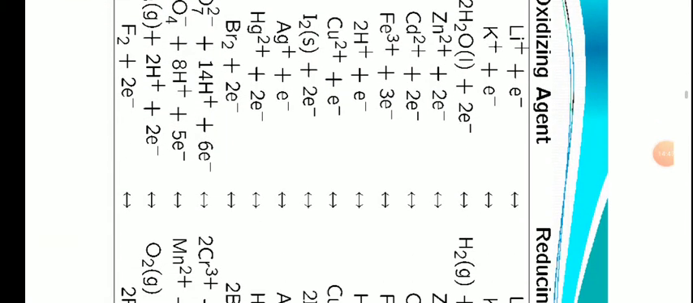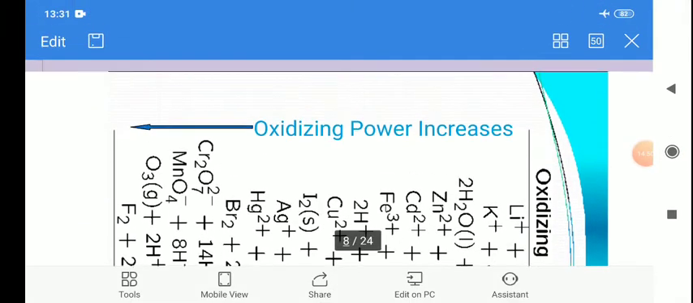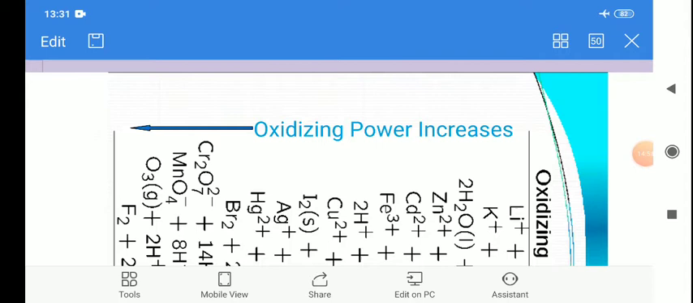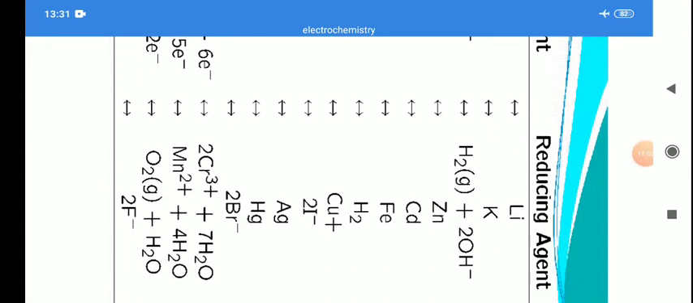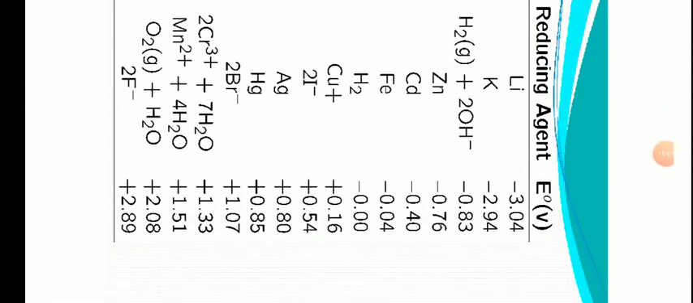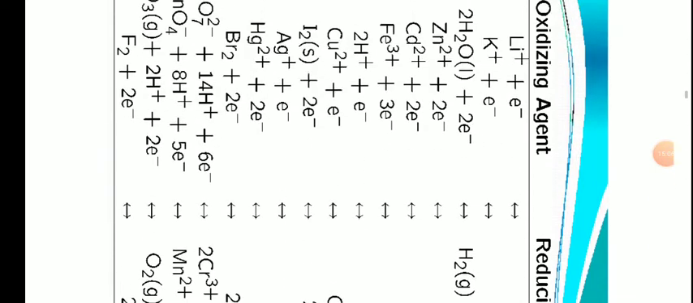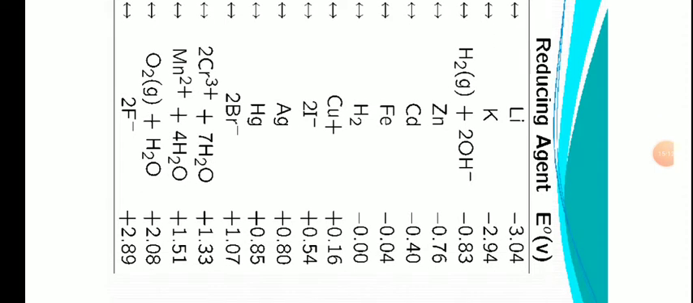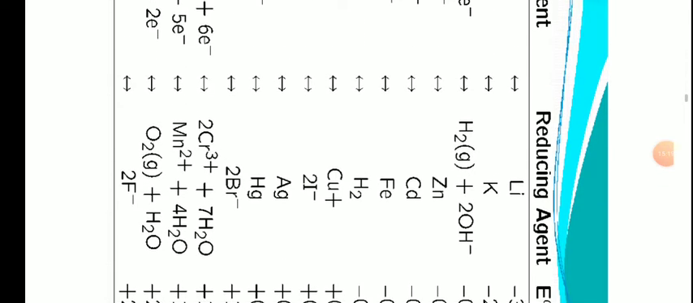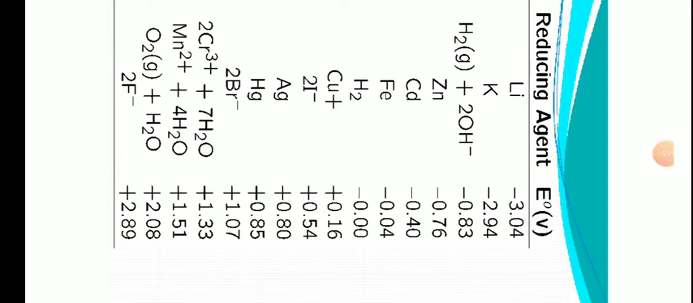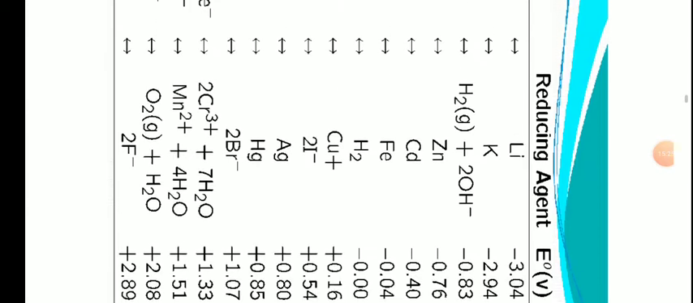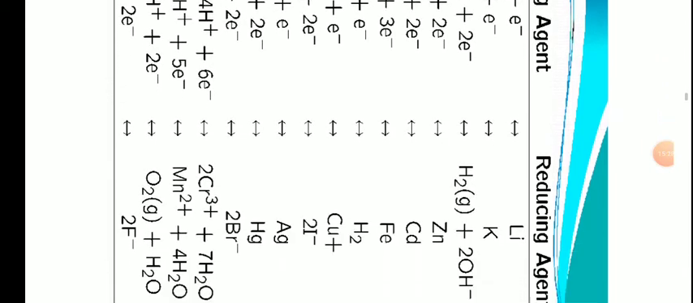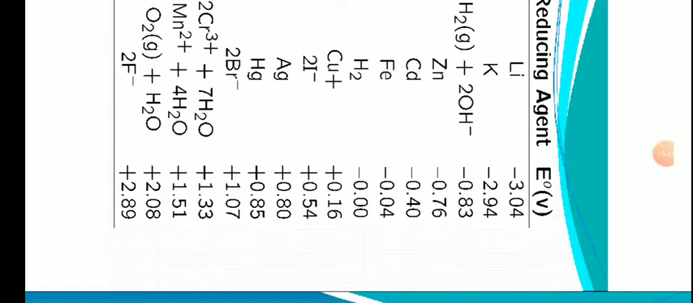So there will be lots of reactions, that is, there will be lots of series, the electrochemical series, where the reduction potential is negative in the case of lithium, potassium, sodium, etc. If the reduction potential is positive, then it will undergo reduction, but if it is negative, then it will be oxidized.